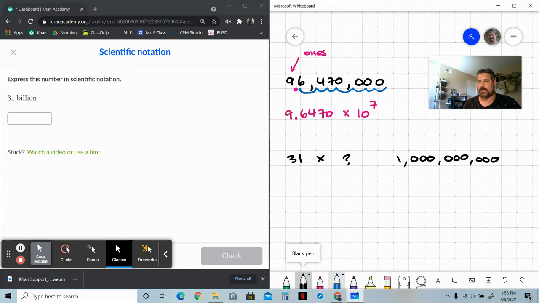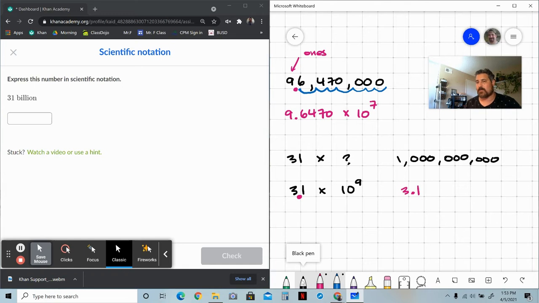This is 1 billion. So what is that in terms of scientific notation, in terms of power of 10? We got 1, 2, 3, 4, 5, 6, 7, 8, 9 zeros. So what you're really looking at here is 31 times 10 to the 9th. But you don't want 31. You want the lead digit to be in the ones place, right? So you want the lead digit to be right there. So you want to have 3.1.